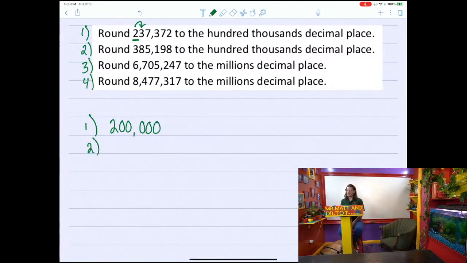Number two, we're rounding 385,198 to the hundred thousands decimal place, so we're rounding to this decimal place. Looking to the right, the next decimal place has an 8 in it, so we're going to round up to 400,000.